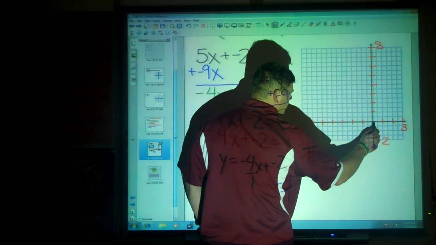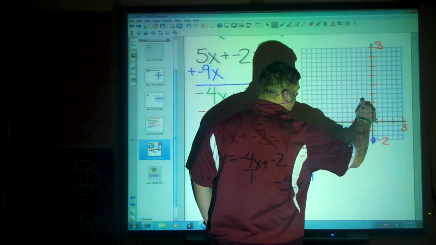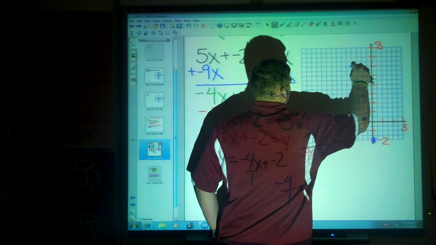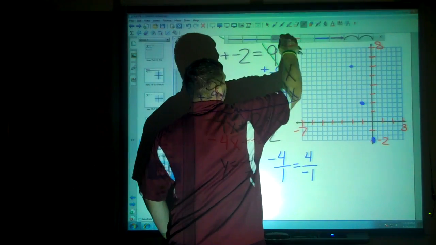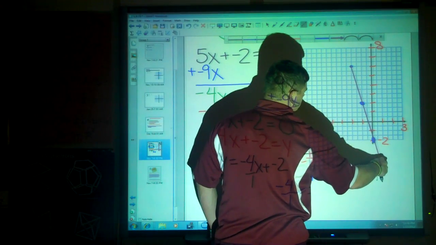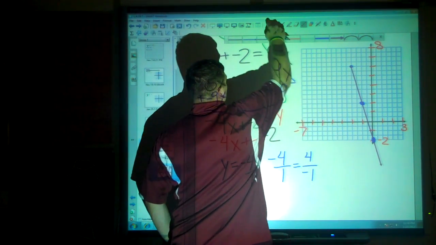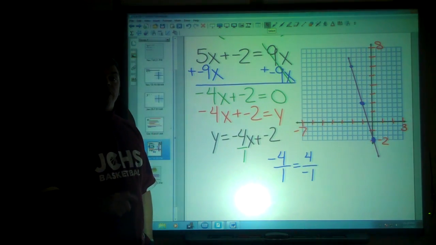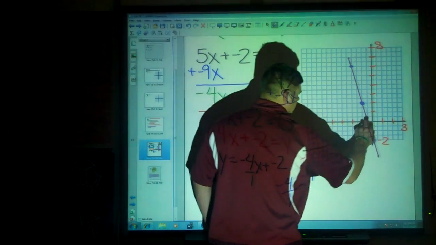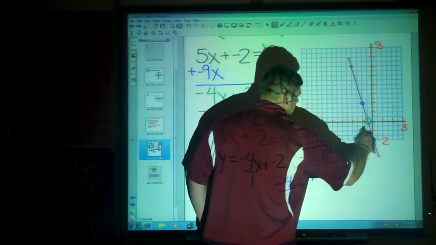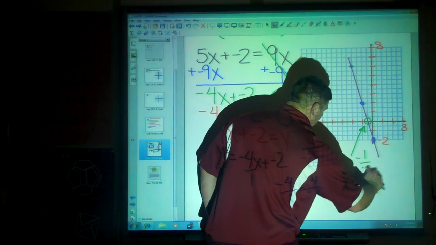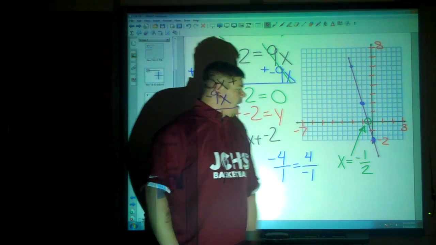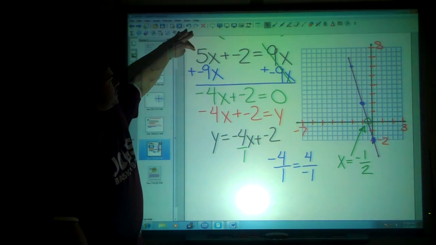If I go up 4, 1, 2, 3, 4, and left 1, I'm going to be right there. I can go up again, 1, 2, 3, 4, and left 1. I certainly have enough to make my graph because I have 3 points. And there we have our graph of that equation. And the solution that I'm looking for is where it crosses the x-axis. And it appears to be crossing the x-axis right there, which means x equals -1/2. If that's -1 and that's 0, it's going to be halfway between. -1/2 is the answer.